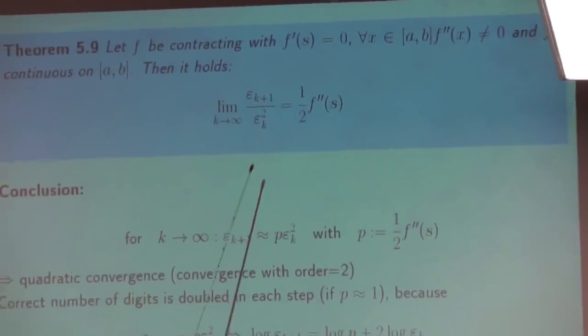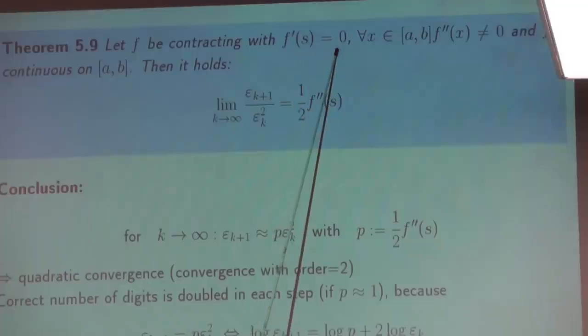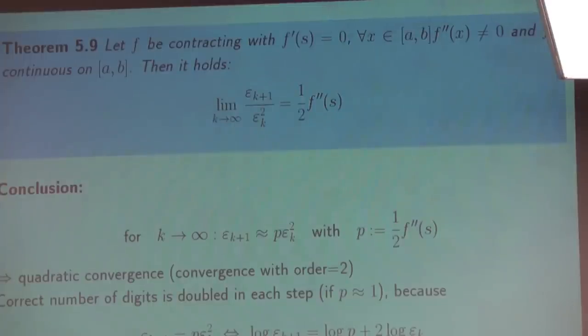What do we need for quadratic convergence? We need to prove that the first derivative of our function at the fixed point is zero, and that the second derivative is not zero in the fixed point, and that the second derivative is continuous. That's what you see here. So what do we need to prove for Newton's method? We have to show, and that's all about capital F now, that capital F prime at the fixed point has to be zero. Capital F double prime is not allowed to be zero, and capital F double prime must be continuous.